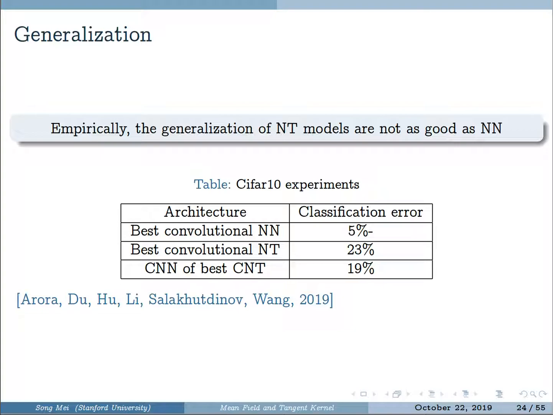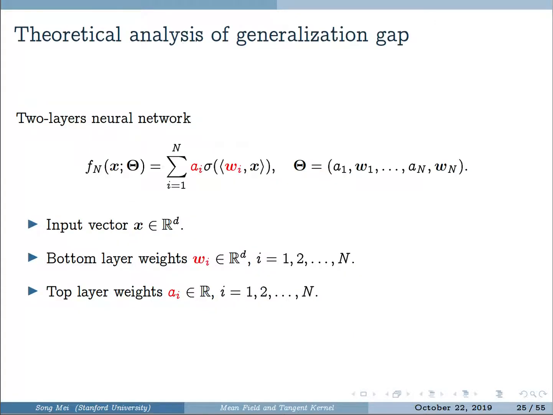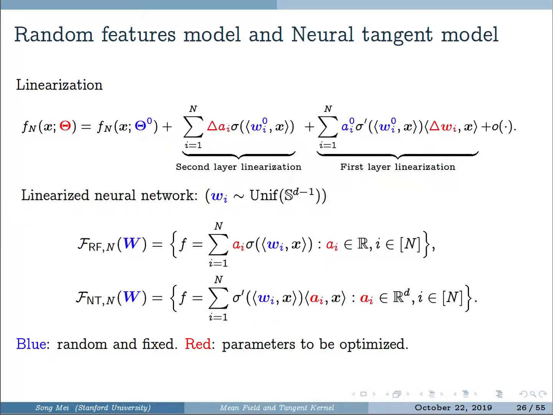So let's go to something more specific. We still consider two-layer neural networks. This is a summation of a_i times the activation function composed on the inner product of w_i and x. x is the input vector, which is in d-dimensional Euclidean space. The bottom layer weights are the w_i's, and the top layer weights are the a_i's. We consider the linearization of this neural network around a random initialization.